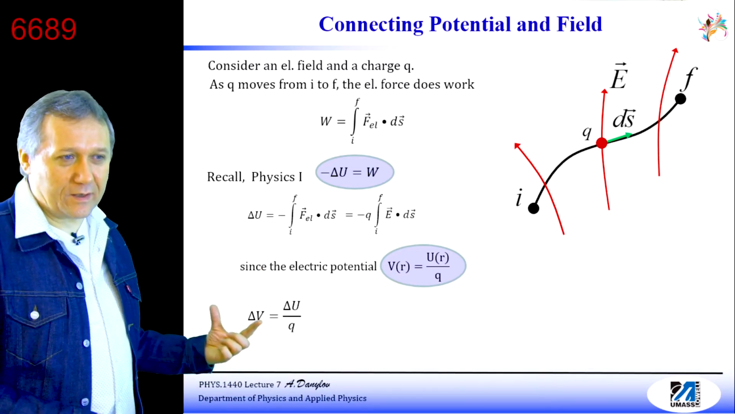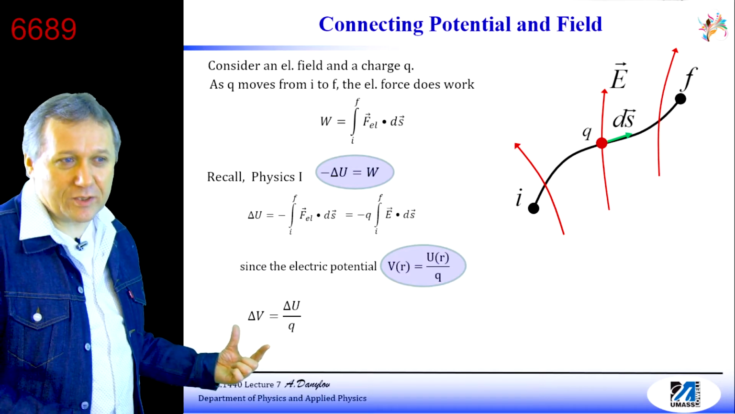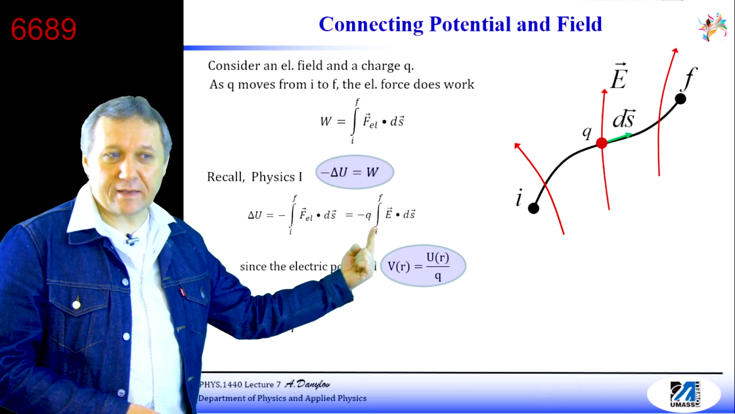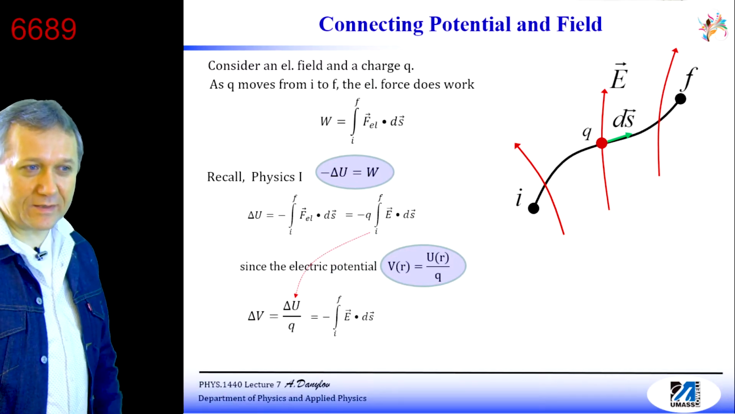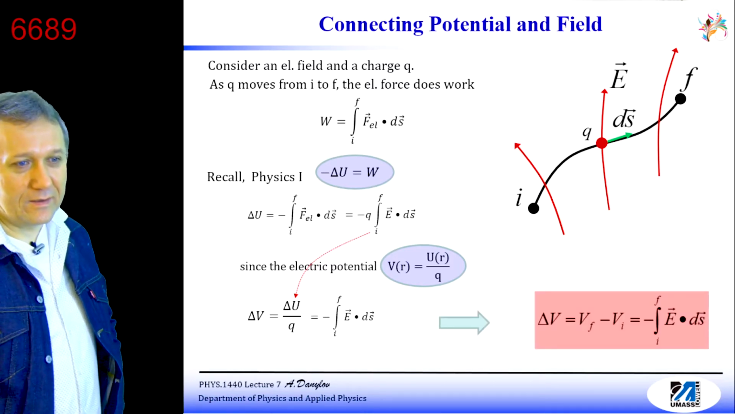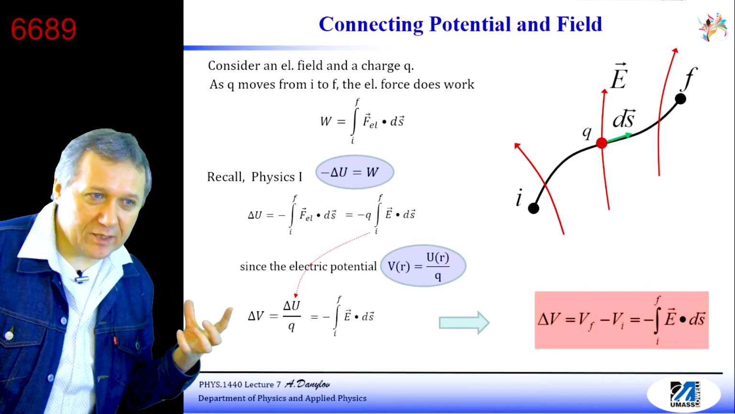So as a result, as I said, delta U over Q is delta V, the change in the electric potential, and what's left on the right-hand side is just this minus and that integral only. As a result, we're getting the bridge which we needed. Delta V, which is what? It's a change in the electric potential.